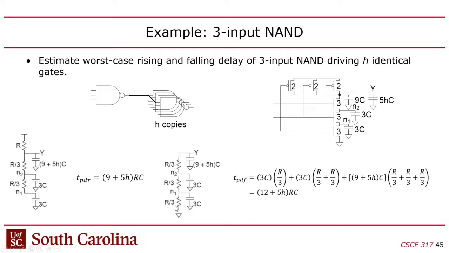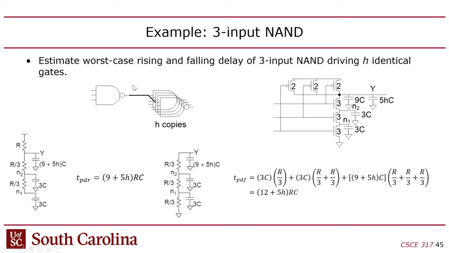So you've got the 3 resistors in series, and then you've got each of the capacitors, and then you can calculate the Elmore delay from that for the pull-down. So in this case, I'm going to start with the pull-down. So you've got 3C. Let's see, where is it here?